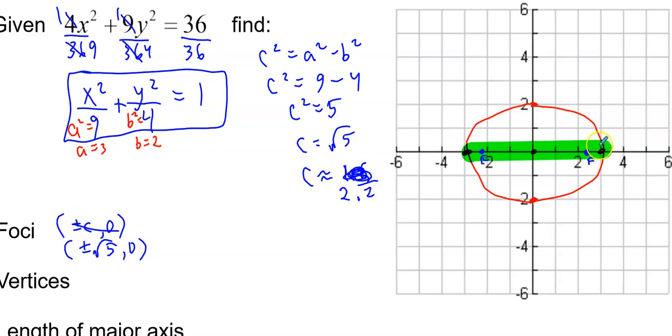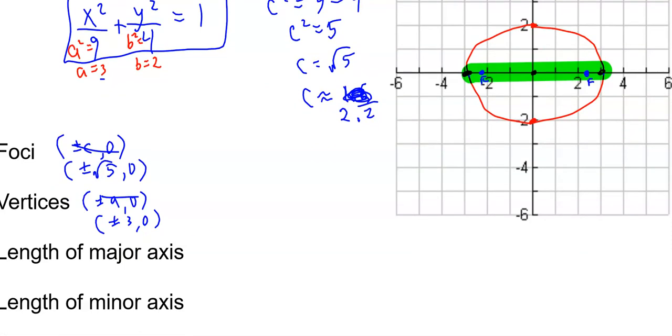The vertexes, you might just be able to look at them, or you could use the formula. The formula is plus or minus a. Again, the formulas kind of help you label things. Plus or minus 3, comma 0, because a is 3, right? We didn't really need the formula because we saw the points are at 3, 0 and negative 3, 0. The length of the major axis, we want to define that, would be 2 times a, so 2 times 3, which would be 6. Length of the minor axis is equal to 2 times b, which is 2, so that'd be 4. That's just how long that is. From there to there is 4. From there to there is 6.